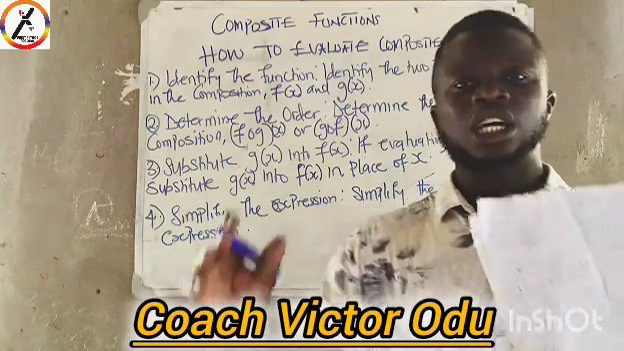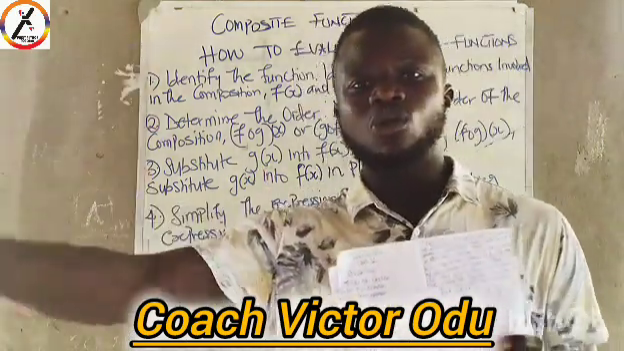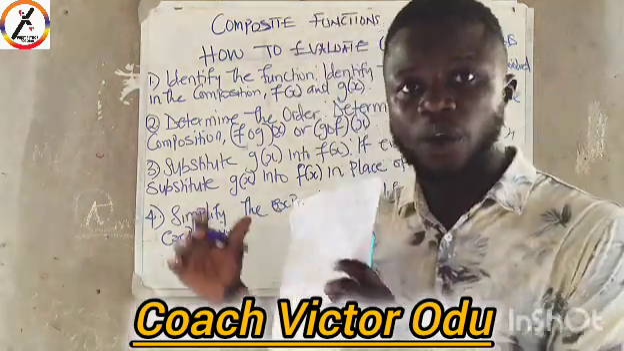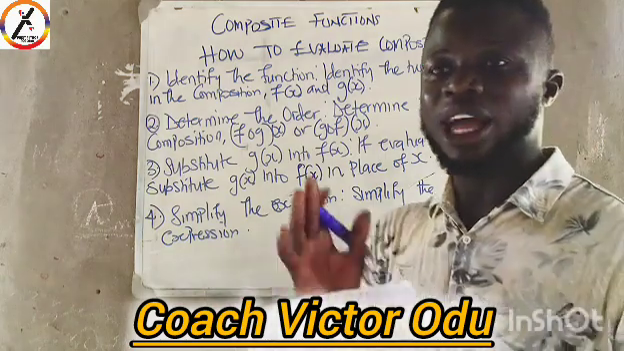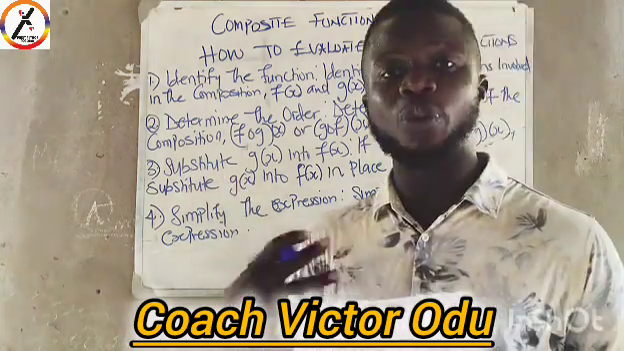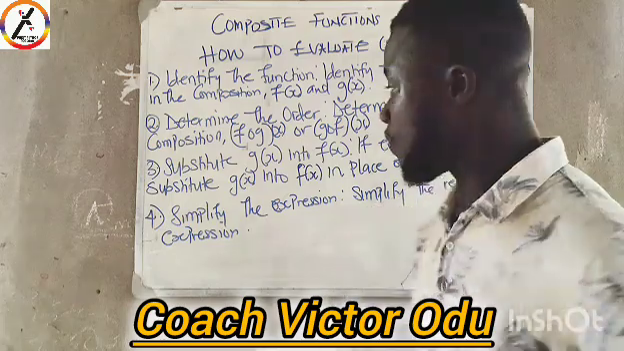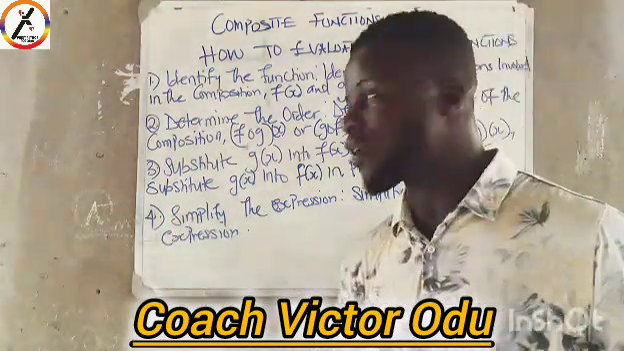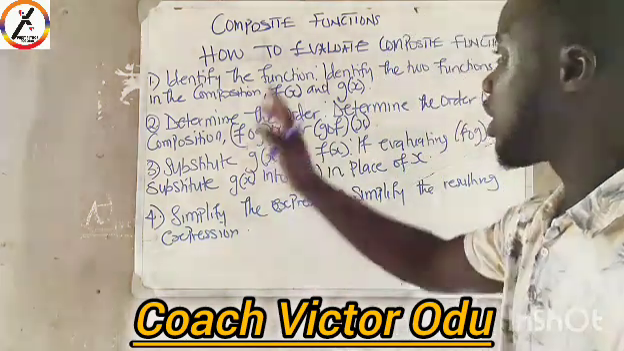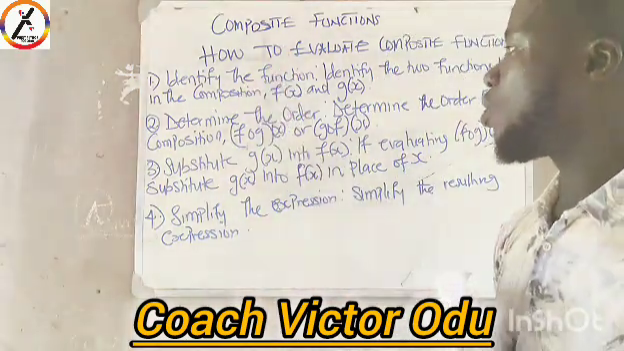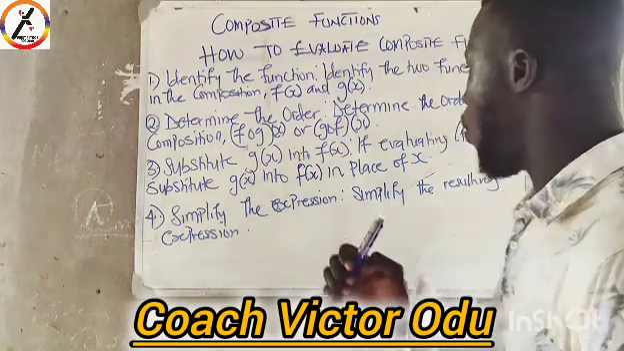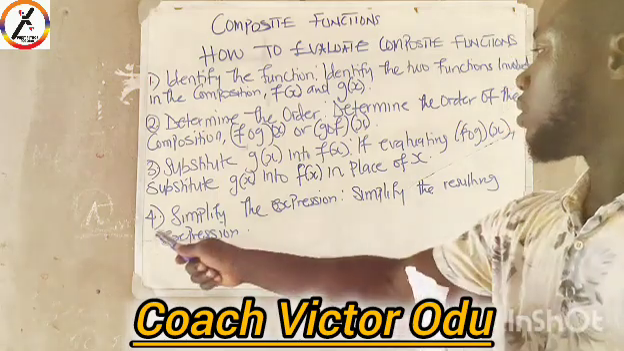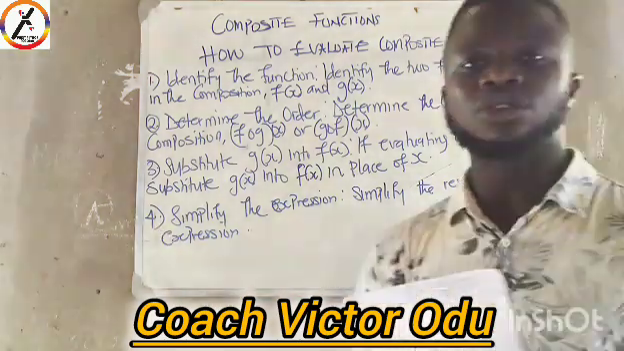How do you evaluate? Wherever you find x, you carry the equation of g and put it inside. We are going to be solving it very, very soon. But let us understand this step in detail before we dive into it, so that this knowledge will propel us to solve it adequately. The last one is to simplify the expression. That's very simple. So the basic steps: first, determine the function; second, determine the order; third, substitute g of x into f of x, or inversely; then the last one is to simplify the expression, the final result.